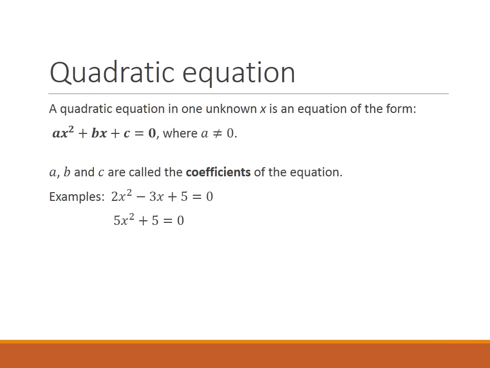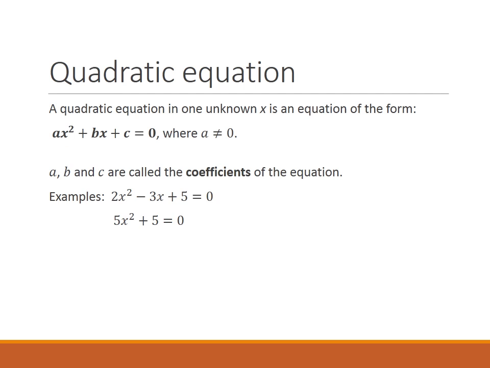let's remember together what's the meaning of a quadratic equation. A quadratic equation is an equation with one unknown, x. It should be in the form of ax squared plus bx plus c equals 0, where a, of course, is not 0, because if a is 0, it won't be a quadratic equation. It will be a first degree equation. A, b, and c are called the coefficients of the equation.